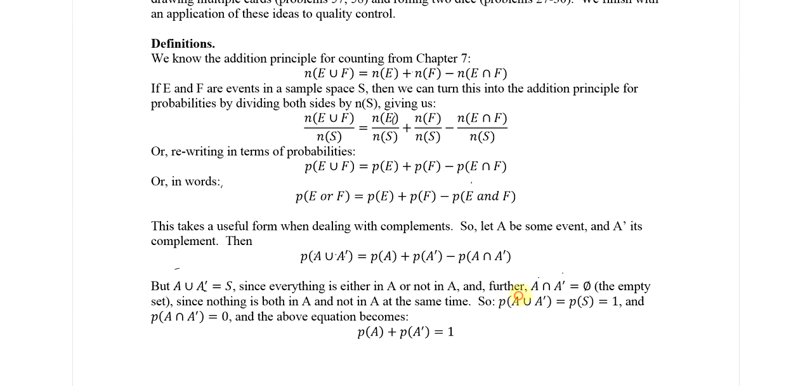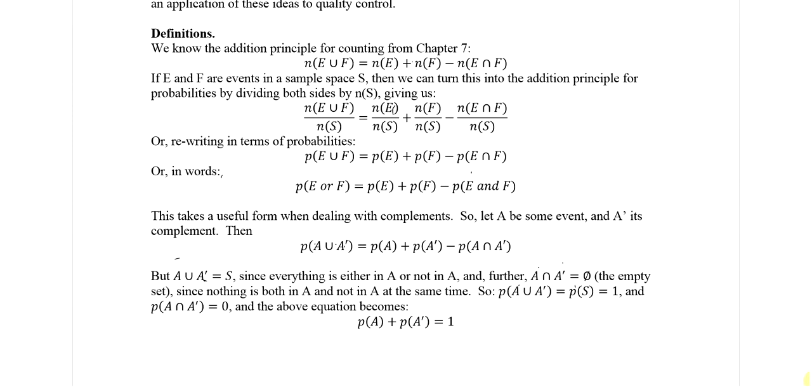So what's the probability of A union A prime? Well, it's the probability of S. What's the probability that something happens? Well, that's 1. A intersection A prime, there's nothing there, so the probability of nothing happening is 0. And so what happens in this equation? 1 equals the probability of A plus the probability of A prime. So the probability of something happening plus the probability of something not happening, well, that's got to be equal to 1, right? Either it happens or doesn't. And that's a useful way to calculate probabilities, as we'll see.